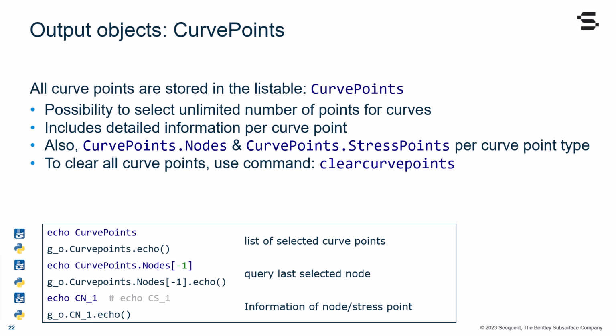It is possible to select unlimited number of points for curves. The curve points object includes detailed information per curve point. Also, you can use the curvepoints.nodes or curvepoints.stressPoints to access them per curve point type. In order to clear all curve points, use the command clear curve points, followed by no parameters.